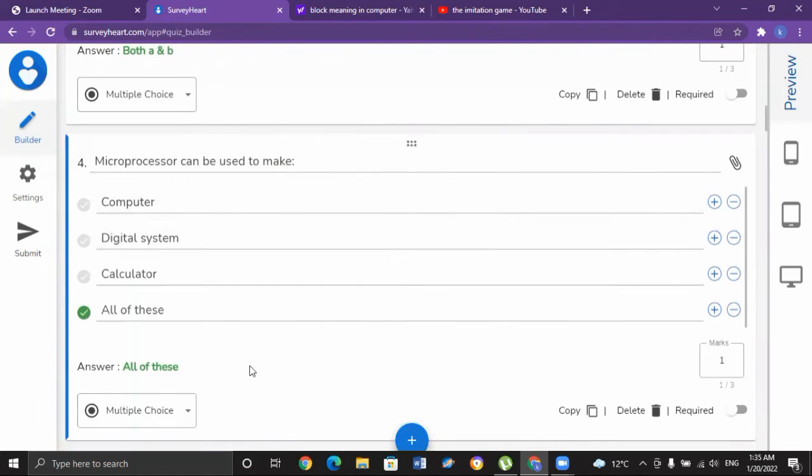Microprocessor can be used to make. First of all, we should know what a microprocessor is. Microprocessors are computer processors where the data processing logic and control is included on a single integrated circuit or a small number of integrated circuits. So a microprocessor can possibly be used in computers, digital systems, and calculators. All of these are correct for a microprocessor. So the correct option for MCQ number 4 is all of these.